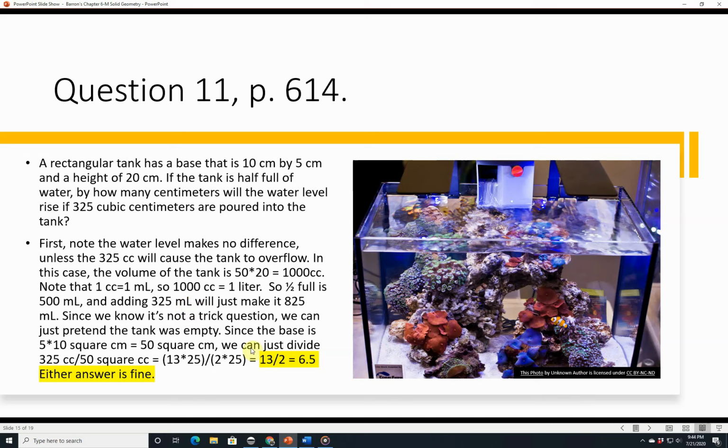Anyway, so we can just divide 325 cubic centimeters by 50, which should be 50 square centimeters, not 50 square cc's. Oops. Anyway, 325 over 50 is going to be 13 times 25 over 2 times 25, which is 13 over 2, which is equal to 6.5. Either answer is fine. It doesn't matter if you grid it in as 13 over 2 or 6.5.